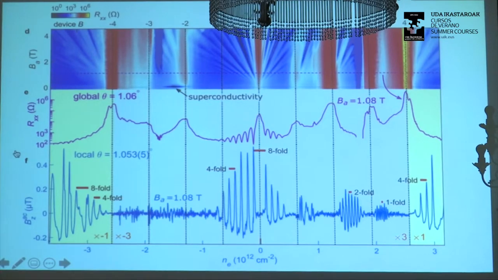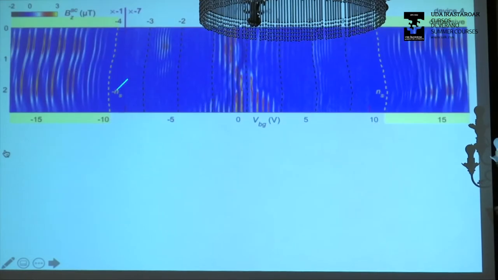As I told you yesterday, the degeneracy is fourfold near charge neutrality, twofold near the correlated insulators, onefold when you go to 3 and -3 electrons per moiré unit cell. There's a lot of information here. Then we can do this spatially. This axis is now space, and we can see how this varies locally.